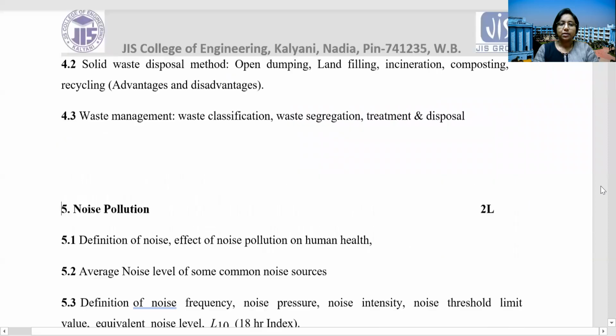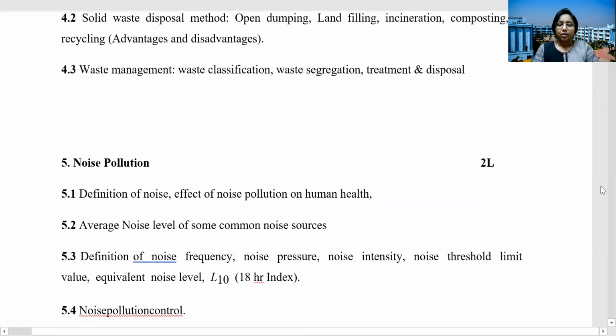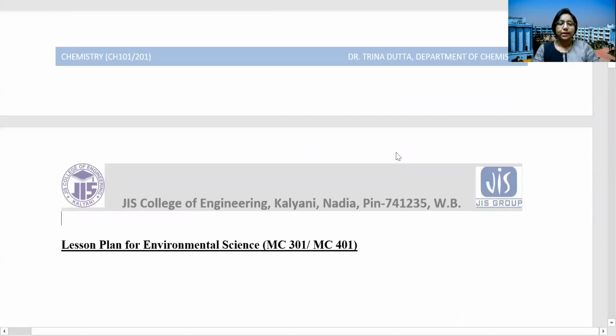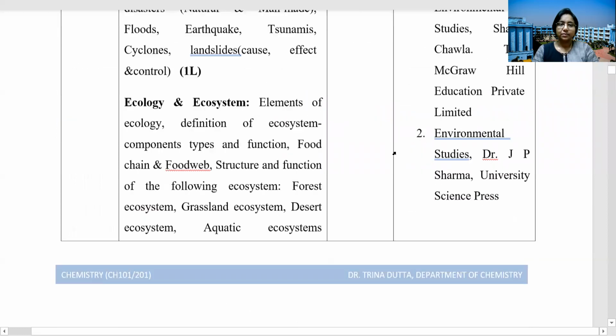Next, the other chapters are noise pollution and land pollution, and the reference books are given here, so you can avail these books from the library. Here the entire lesson plan is given, that means which topics will be covered per lecture.